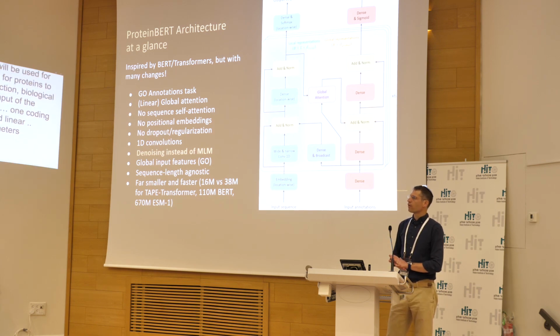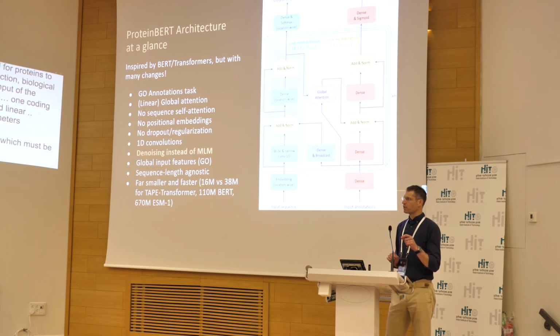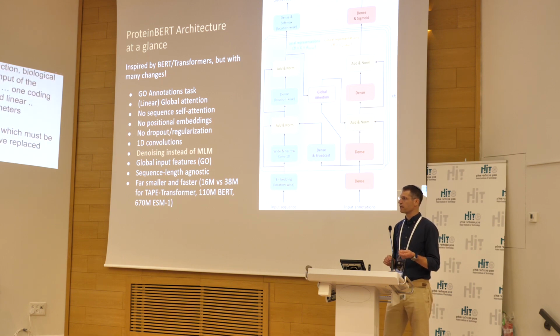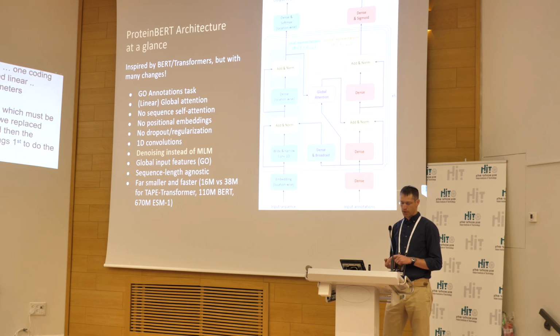One more thing, instead of MLM, which is masking individual amino acids, what we did, we replaced amino acids with some probability. So every amino acid had a 5% probability to be replaced with another one. And then the model had to do two things. So first of all, find the amino acid that was replaced. And second was to predict what was the original amino acid. And same for the annotation.